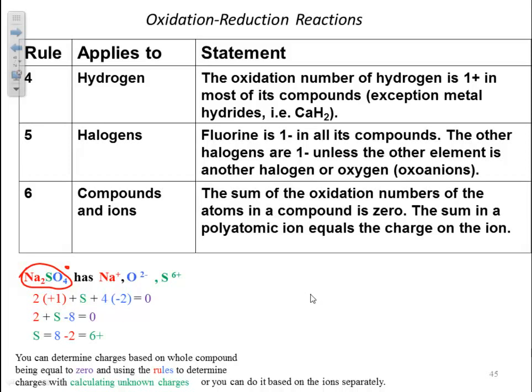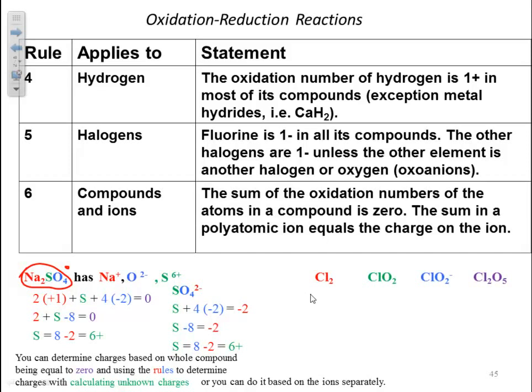Now, we could also just do it based on the ion. We know that sulfate, SO4, is equal to a 2- charge. So we can just do it based on that. We have sulfur, we have oxygen at -2, you've got 4 of them, and the whole thing is equal to -2. Solve for sulfur, which would be +6. Same result.